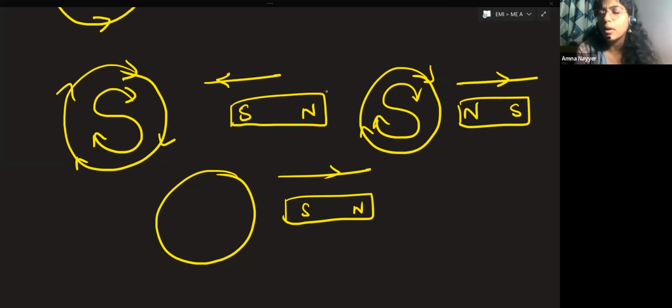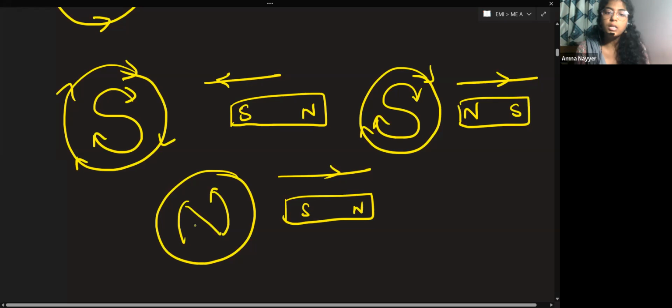Why? What is happening? South polarity is moving away. How can we oppose it? By developing north polarity. North polarity will only attract it. If we develop south polarity, the magnet will move further away. So north polarity will only attract it. So this develops north polarity.